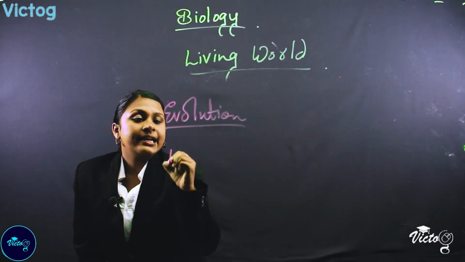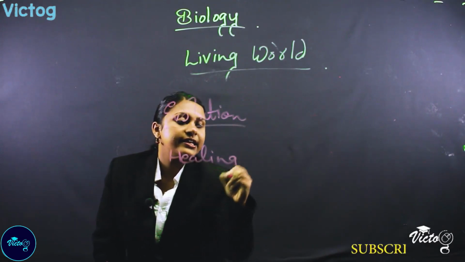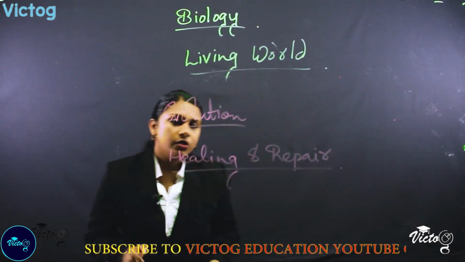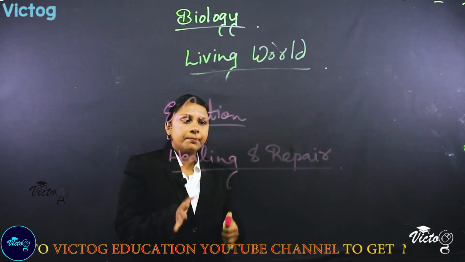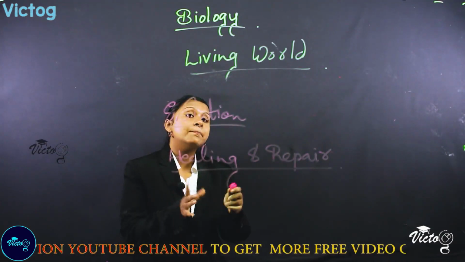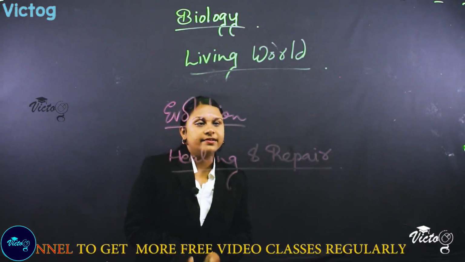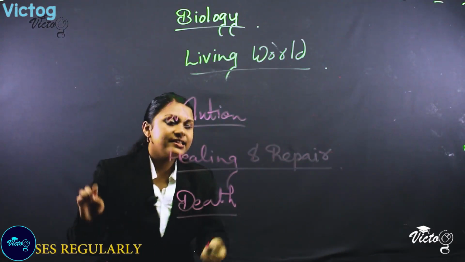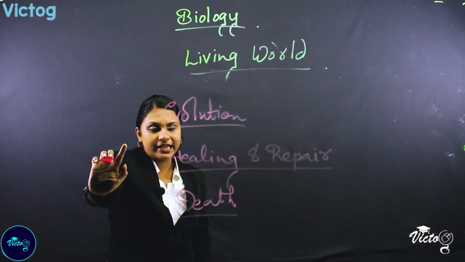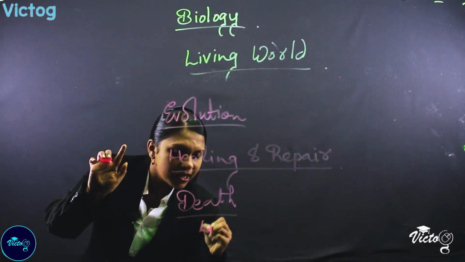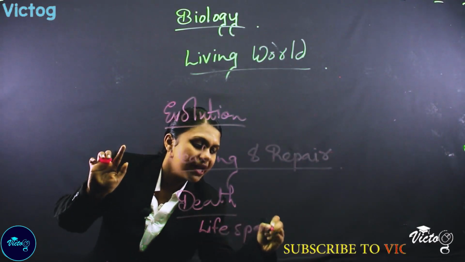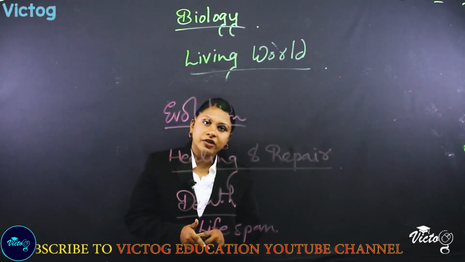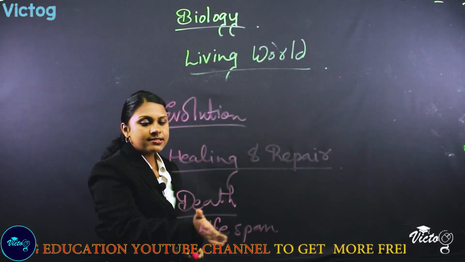Next character, healing and repair. What is healing and repair? Healing and repair takes place in living organisms to replace the damaged cells. At last, death. Death is regarded as the full stop of life. In death we come across lifespan, the lifespan of different organisms. It is given in the class 12th NCERT textbook, first chapter, so you can go into detail with this lifespan.